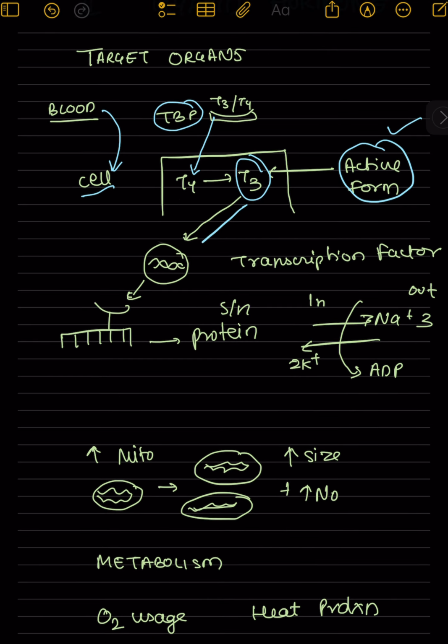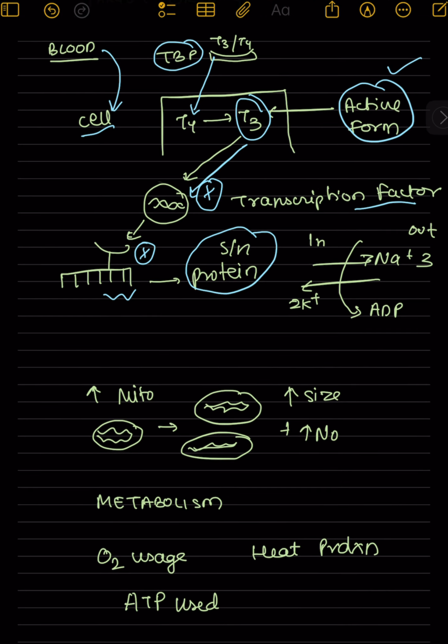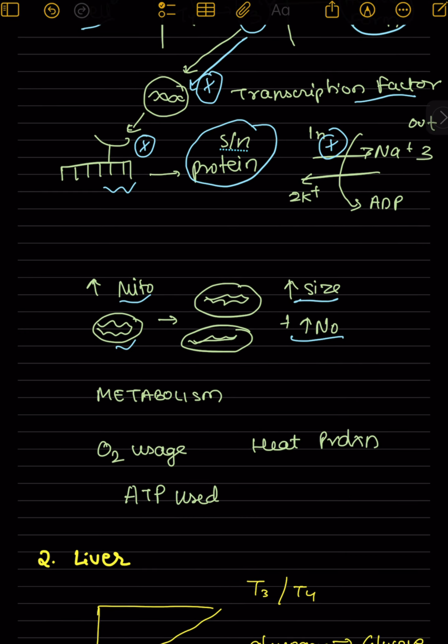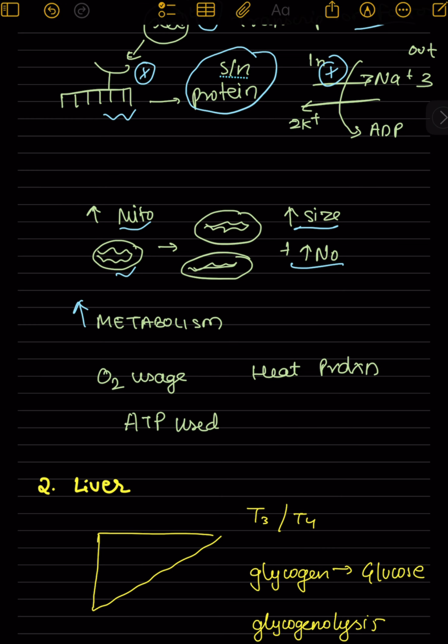Then it stimulates the DNA, which further stimulates the transcription factor and leads to synthesis of the proteins. The synthesis of proteins stimulates the ATP pump and also increases mitochondria in size as well as number. Increase in mitochondria size and number leads to increased metabolism of the cell. Increased metabolism of the cell needs more oxygen usage, it produces more heat, and hence more ATP is used.